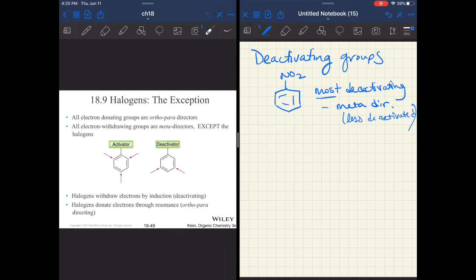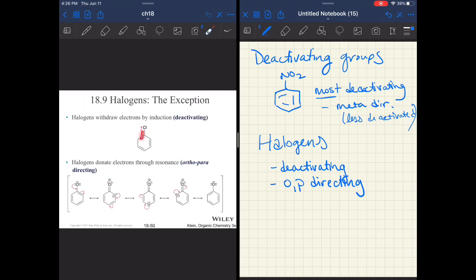Now, the reason I said most, the halogens are the little weirdos. They are deactivating, so they do slow down the reaction. But they're also ortho-para directing. What? How is this possible? Well, they are electronegative, so they pull electron density away from the ring through the sigma bond. However, they also have lone pairs that can donate to the ring through resonance.